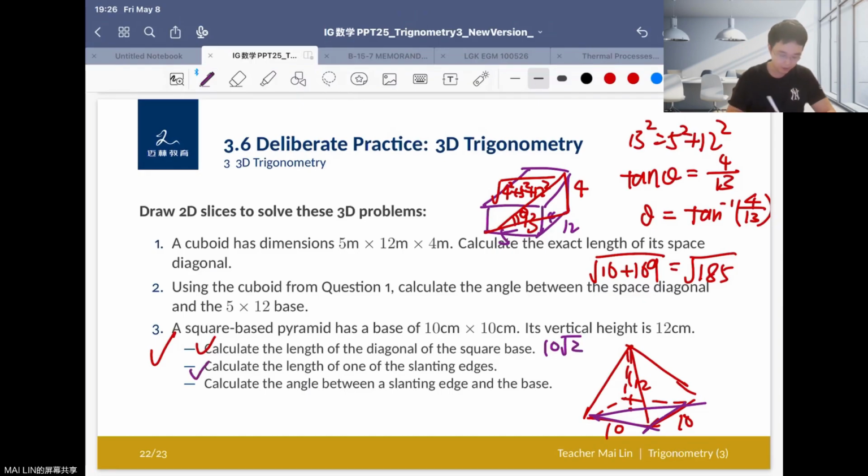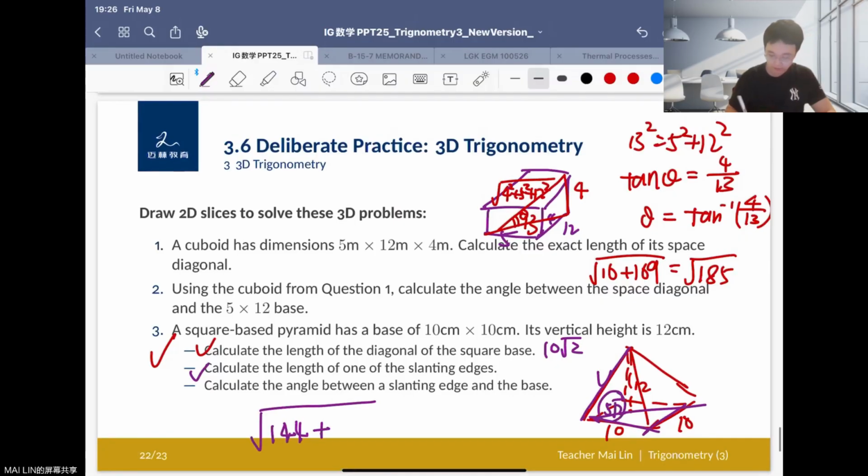And for the second part, calculate the length of one of the slanting edges. Okay, so for the edges here, because the square base diagonal is 10 times square root 2, half of it is 5 times square root 2. So the side length here can be written as square root of 144 plus (5 times square root 2) squared. That is 25 times 2, which is 50. That is square root of 194. Okay, that is for the second part.